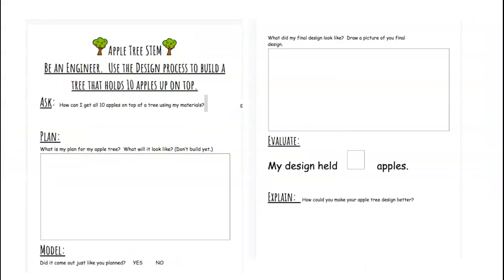This is what our engineering form looks like. Engineers are scientists, and scientists have to make observations. That means they have to write things down to make sure that we get all of the information that we're using to solve problems. So make sure you bring this page too.